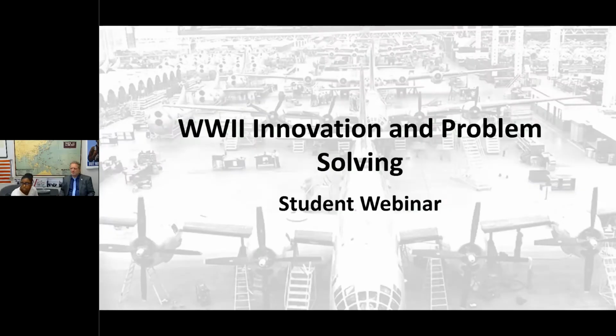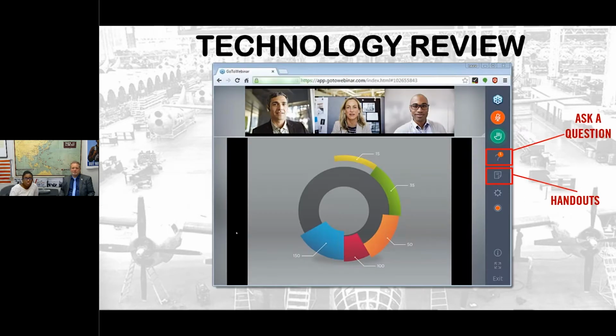Before we get started, y'all know I like to do a quick technology review, so I'm going to go ahead and share my screen with you so you can see exactly what I'm talking about. What you're seeing is what your window should look like, or very similar to it. There are two very important things I want to highlight. The first one is that box that looks kind of like a little piece of paper.